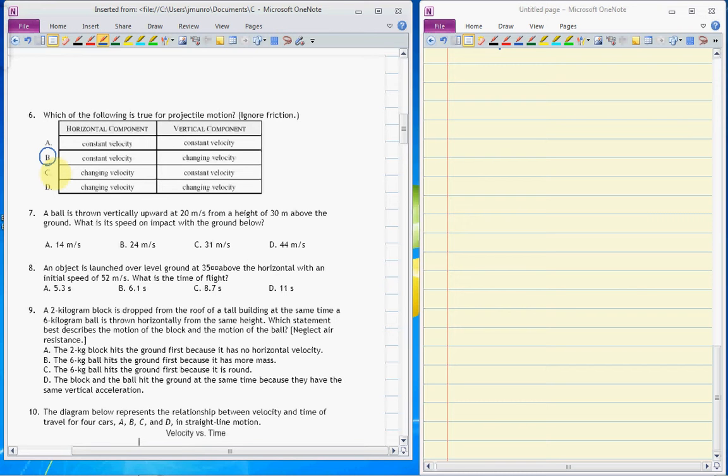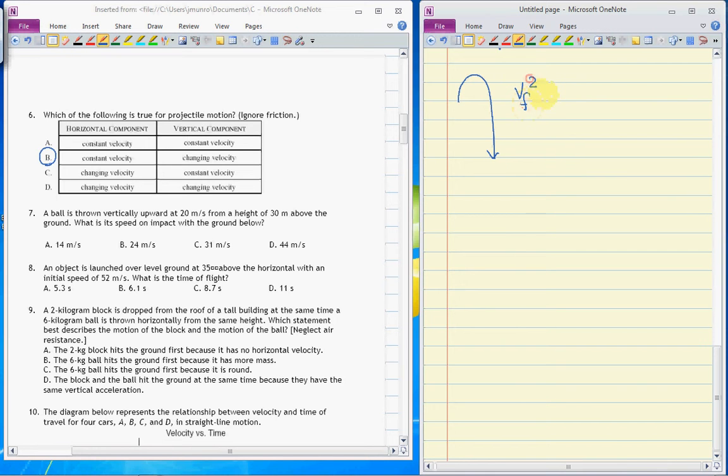Question number 7, a ball is thrown vertically upward at 20 meters per second from a height of 30 meters above the ground. What is the speed on impact with the ground below? So it helps to draw a diagram of this. Basically, we're looking at something like that, where the distance that it goes up needs to be accounted for, and the fact that it is 30 meters above the ground. So I want to know what VF is.